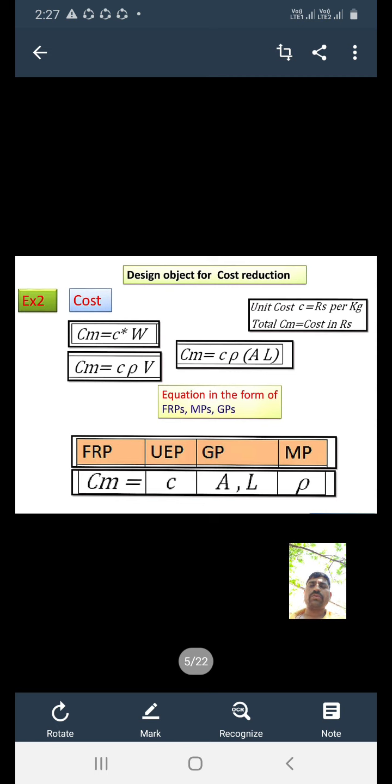UEP, undesirable effect parameter. Okay, the cost of the material. Then GP, geometrical parameter, area and length, and material parameter, density of that material. Okay, remember these two examples.